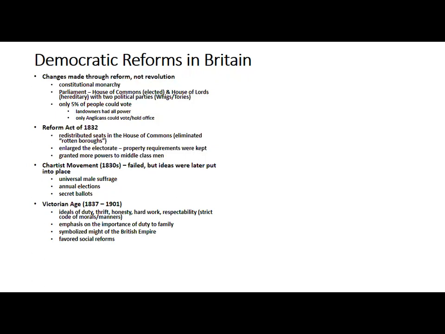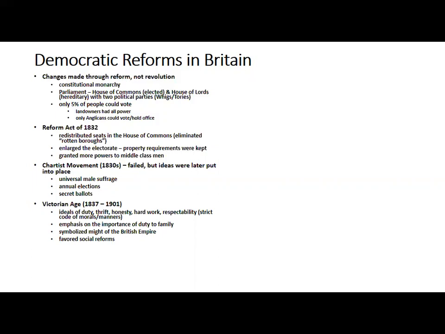This is also the Victorian age. This is when Queen Victoria comes to power. She ruled for quite a long time, as you can see from the dates. Her personality did much to influence this time period. So the characteristics you see listed here, the ideas of duty, thrift, honesty, hard work, respectability, all of these things are part of Queen Victoria's personality.